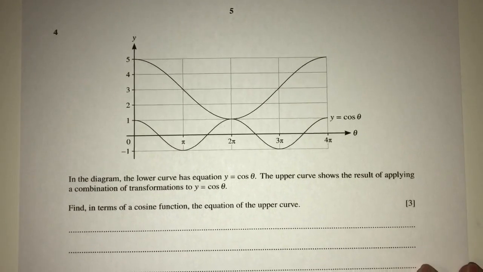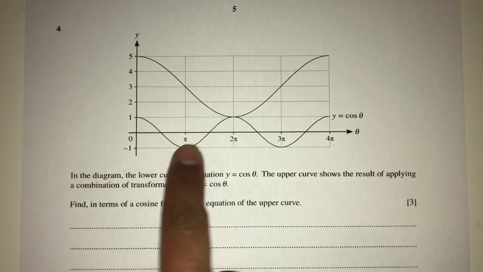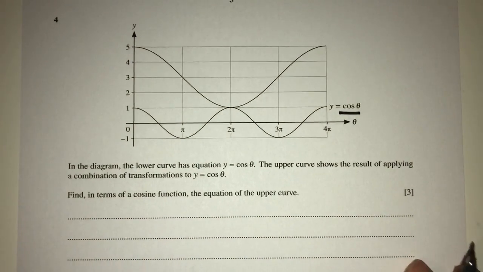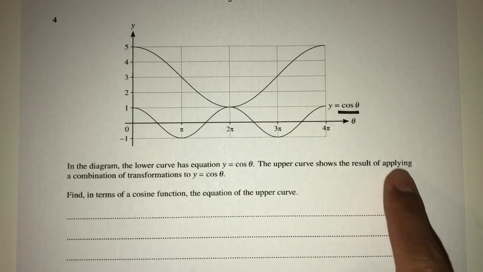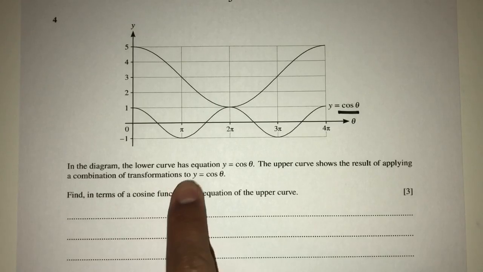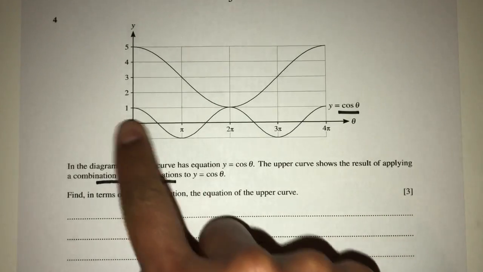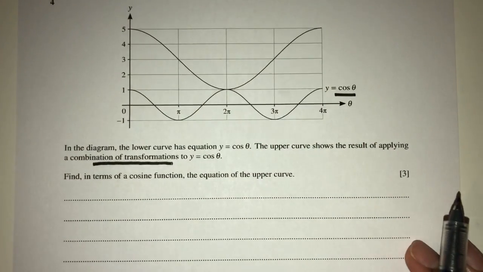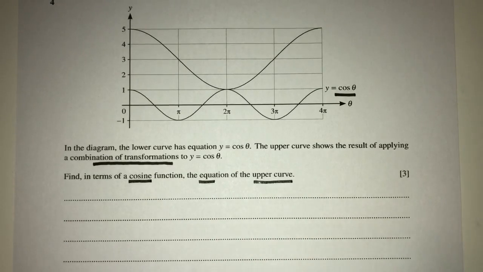Now let's move on to question number 4. So we have been given a curve. This is our curve for y equal to cos theta. That's the first thing. Now, the lower curve is this. The upper curve shows the result of applying a combination of transformations. So we know that we have transformed this curve below into the one above. Now, find in terms of a cosine function the equation of the upper curve.